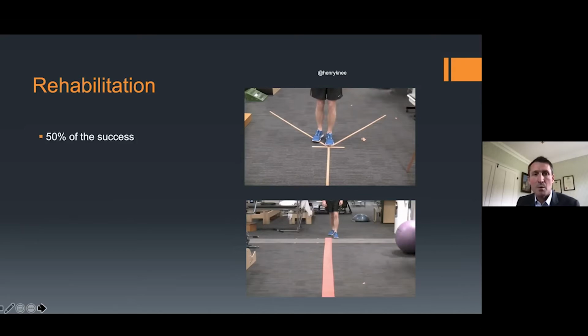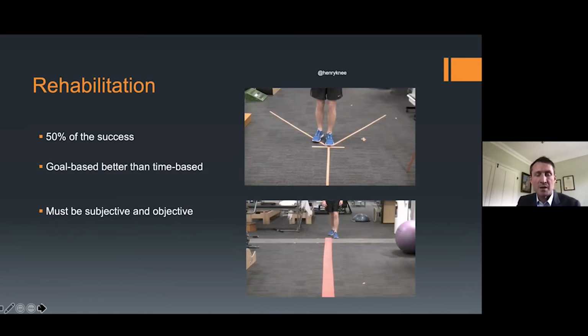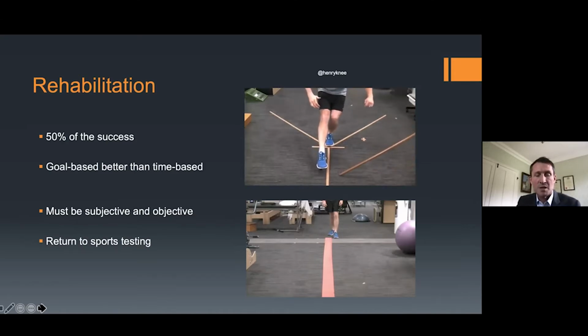And as discussed, 50% is success. I think we've probably worked out that goal-based rehabilitation is better than time-based. So that would suggest that you've got to achieve each goal before you move on to the next stage, rather than it just being a time-based 3 months, 3 months, 3 months. And the physiotherapist must be looking at objective and subjective data. And then we look at return to sports testing, which is only guiding us. It's not giving us the answers, but it's guiding us towards whether or not patients are ready.